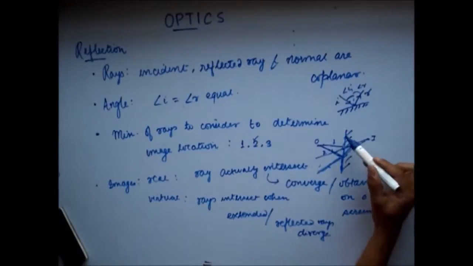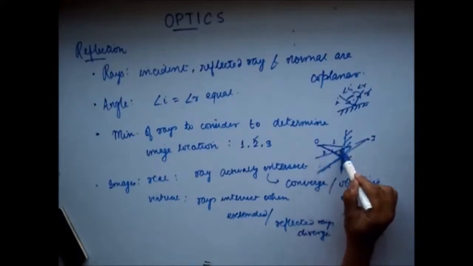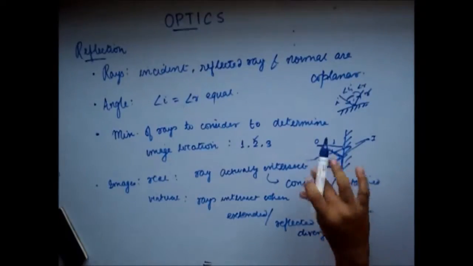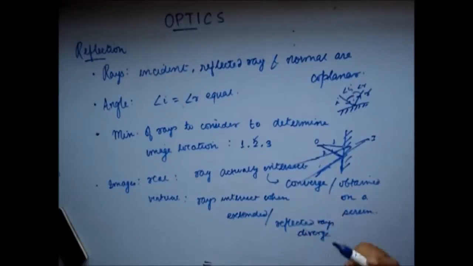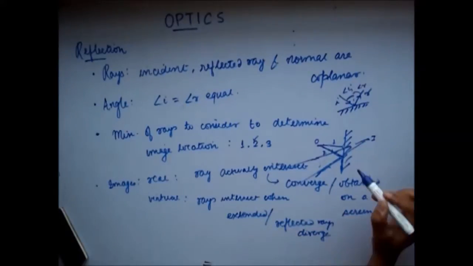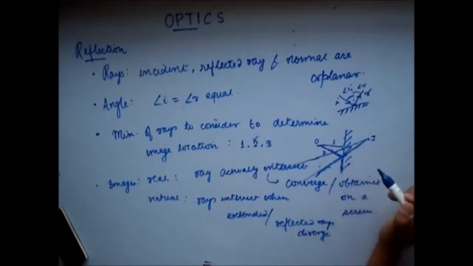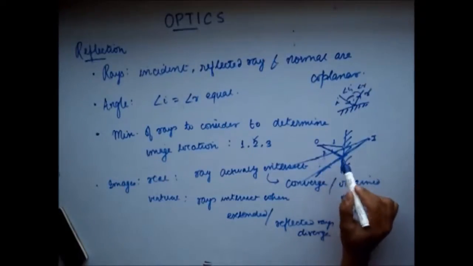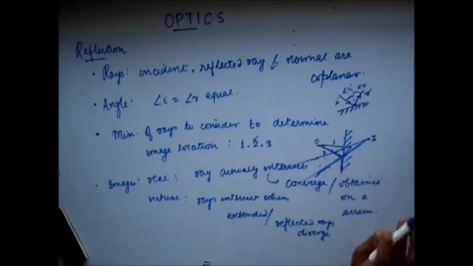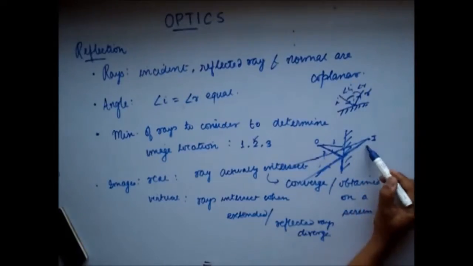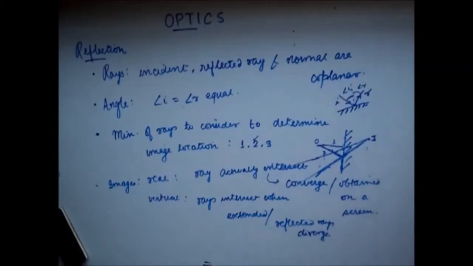For example, in this case, this is a plane mirror. You see that the reflected rays are actually diverging. They are moving away from each other, right? So to find the location of the image, I need to extend the reflected rays here, and I have the image location here. So the rays are not actually intersecting, but if we extend the reflected rays, they appear to intersect. So these are virtual images.